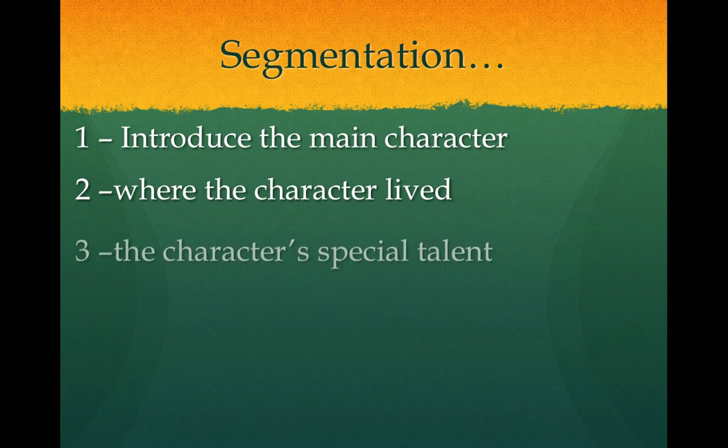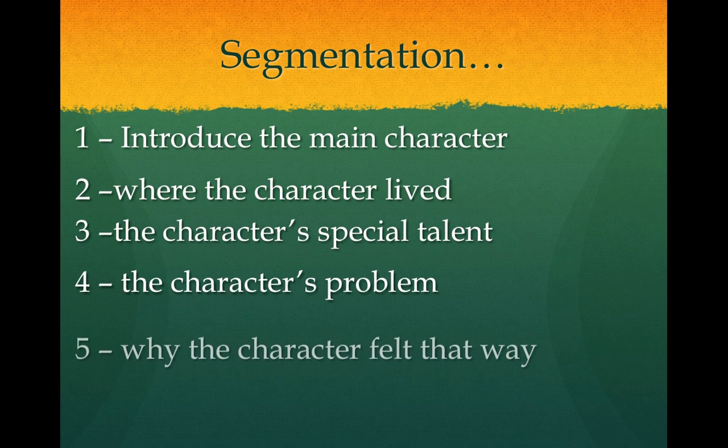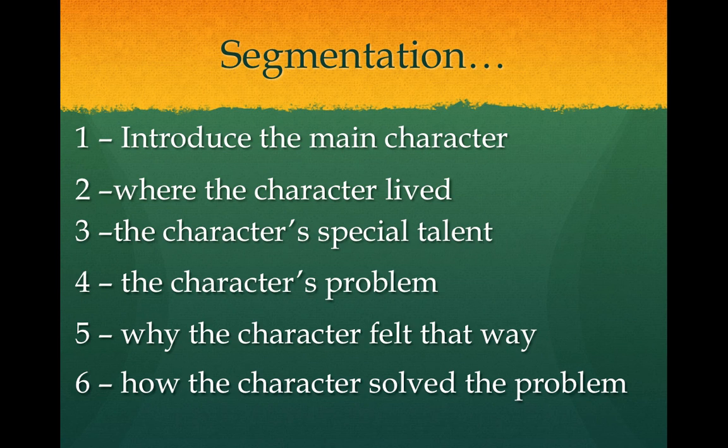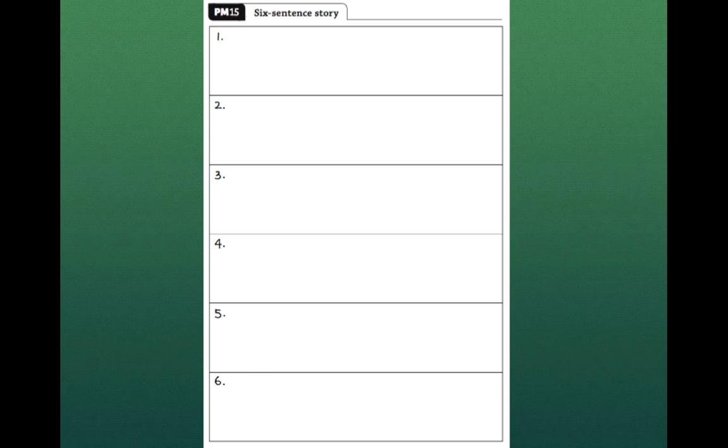So, introduce the character, talk about where the character lived and something special about them. A problem the character had, a justification for that problem, and then what the character did to solve the problem. If you were writing a full story, this could perhaps be a 6-paragraph story, using this same structure, but instead of sentences, for paragraphs. But for today, it's just sentences.